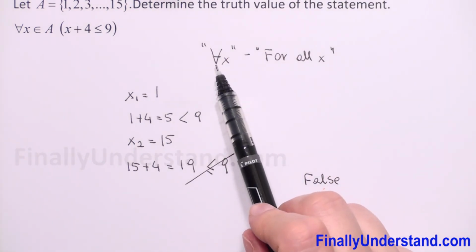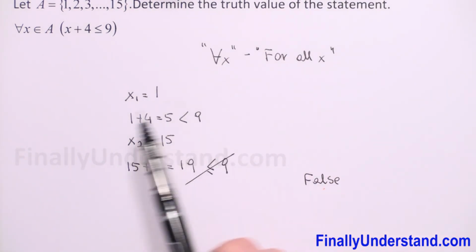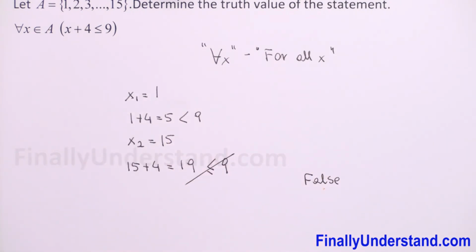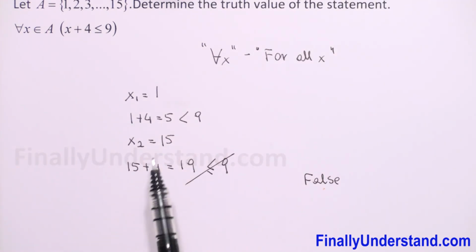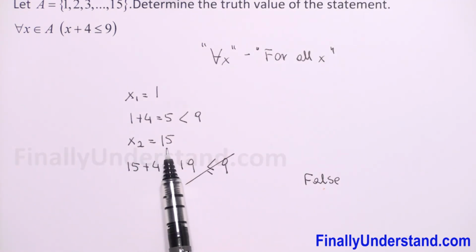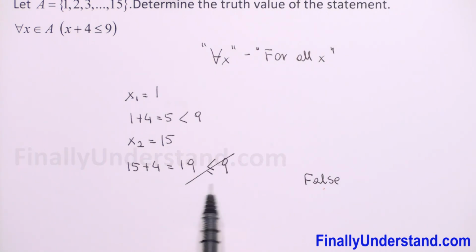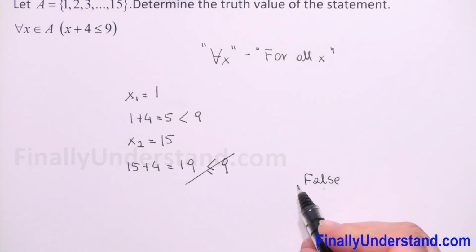When we have this quantificator, it means that this statement must be true for all x's from this set. It's not true because we found that for x equals 15, this inequality isn't true. It means our statement is false. This is my solution.